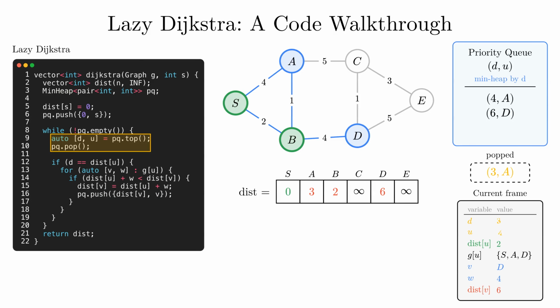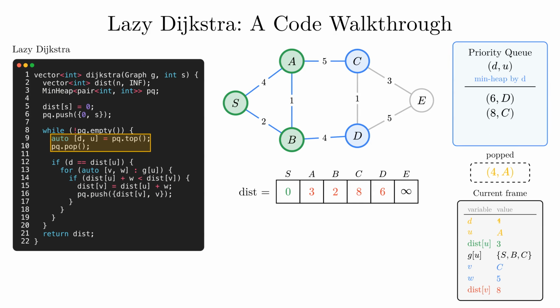3, A comes out next, and 3 matches the distance array, so A is finalized at 3. A's edges back to S and B lead to nodes that are already finalized, so neither can be improved. The edge to C costs 5, so C is discovered at distance 8.